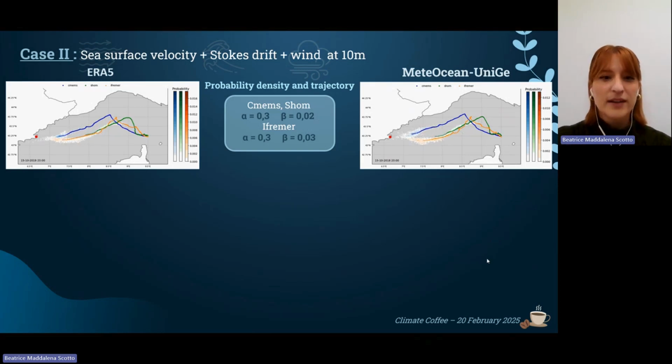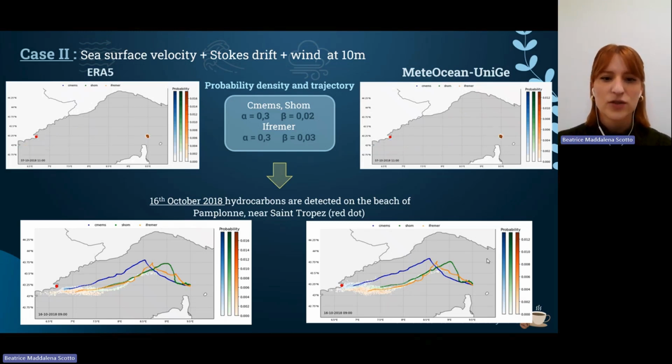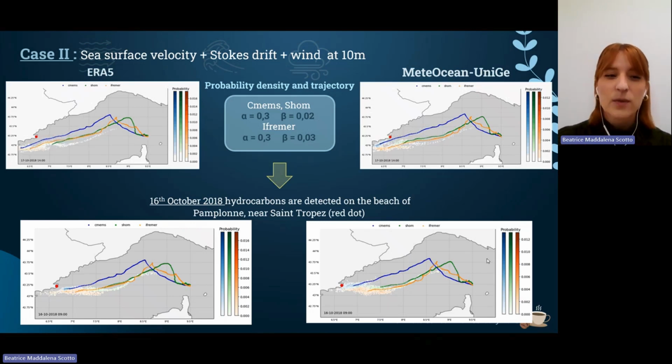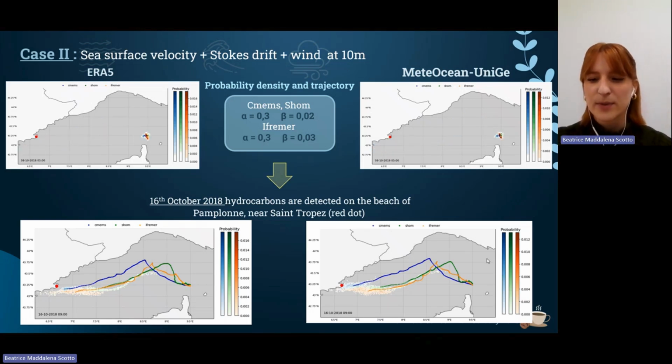And so here again, knowing the date of impact on the French coast, we have the two time frames on the 16th October in the images below for the two models. And as we can see, these simulations are quite good because they reach the point by that time. We can see that for the MeteOcean was the optimal solution, while for the ERA5 with this coefficient, it is a good simulation, but it didn't quite reach the point exactly as the MeteOcean model.